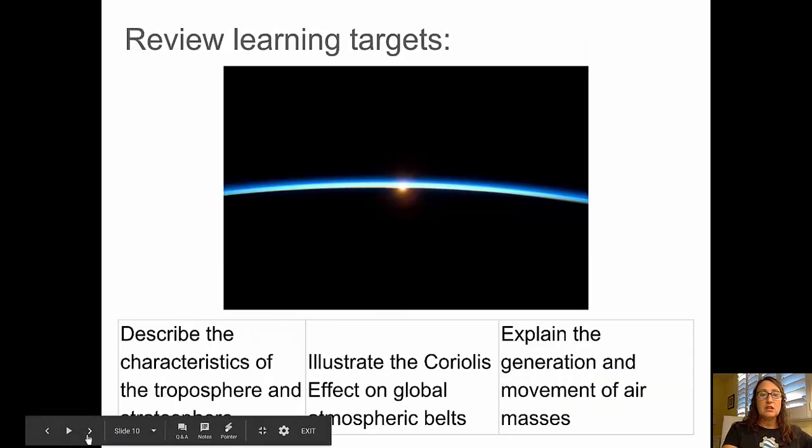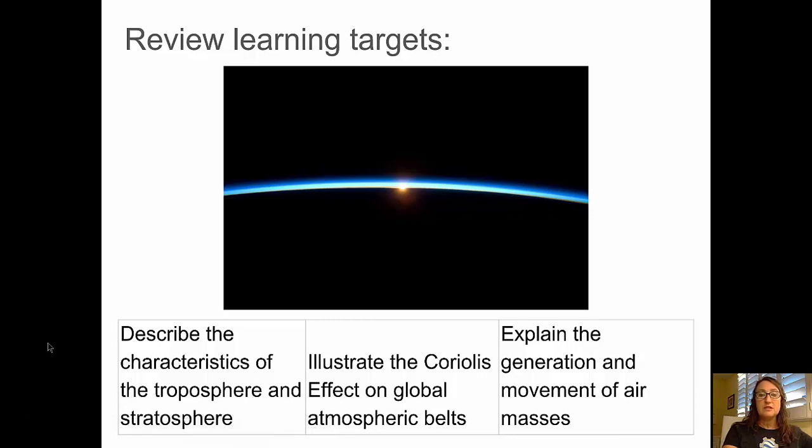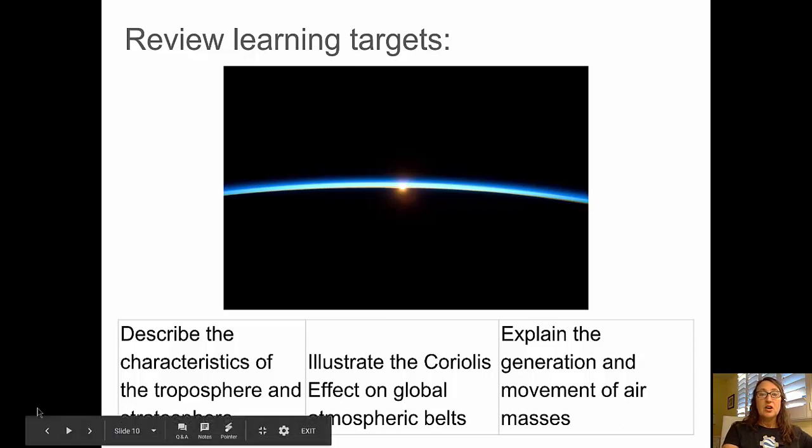Okay, I think we're ready to check in on our learning targets. So we described the characteristics of the different layers of the atmosphere, including the troposphere and the stratosphere. We illustrated the Coriolis effect on global atmospheric belts, and we explained the generation and movement of air masses. Go ahead and take your mastery check quiz, and I'll see you in class.